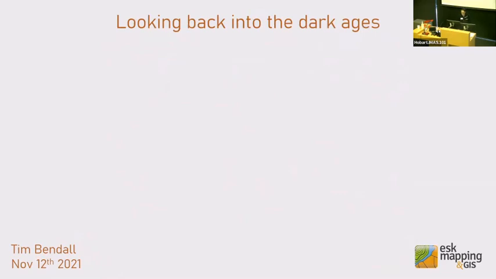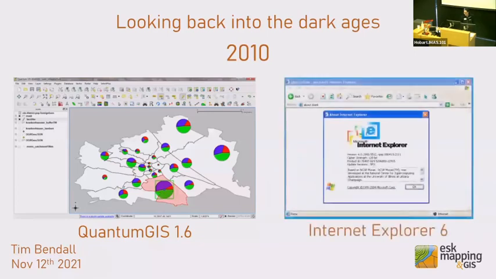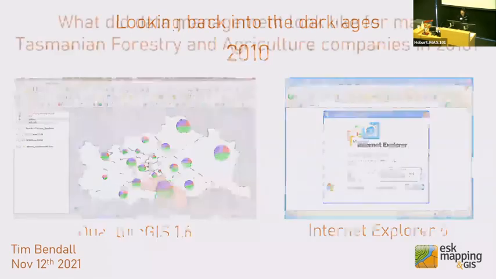So I'm going to be looking back into the dark ages as a starting point for this presentation. We're going right back to the year 2010, a year of frightful things like Quantum GIS 1.6 and Internet Explorer 6. Now, of course, there was Google Chrome around for a few years by that point, and Firefox had been around for a few years more than that. However, if you were working in government in Tasmania, there's a high chance that you were running a Windows XP computer with the default browser, i.e. Internet Explorer 6. That's some context for later.